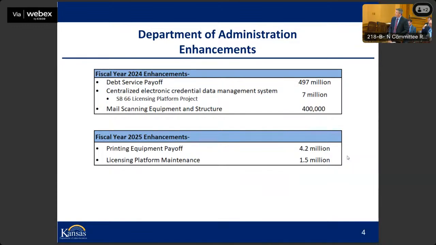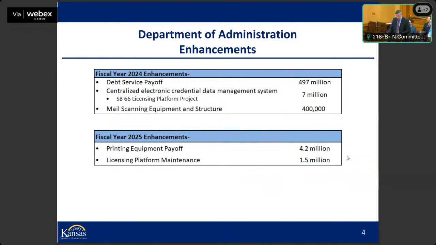So moving forward onto slide 4 here, you can see what the enhancement requests are for the Department of Administration, as Stephen mentioned. So debt service payoff, $497 million, which is in fiscal '24. I would note that within the governor's budget report, or recommendation rather, that was in fiscal '25. We just submitted a GBA request to each of the money committee chairs yesterday to pull that money forward into fiscal '24 for reasons that I'll talk about in just a moment.